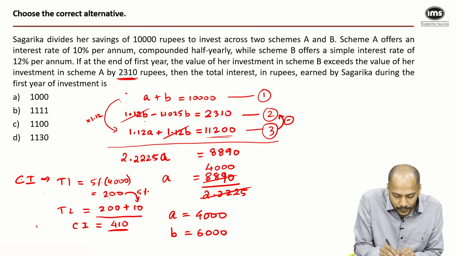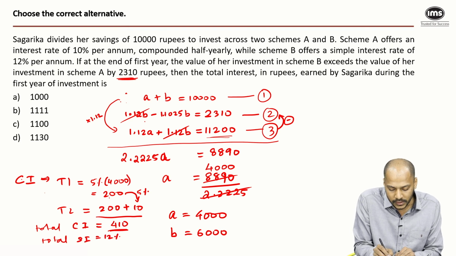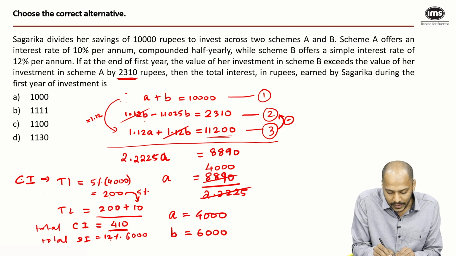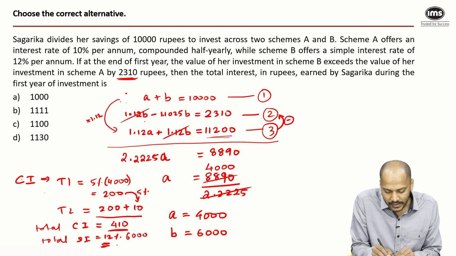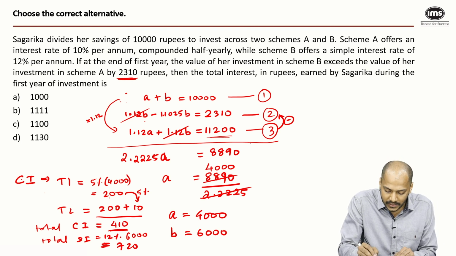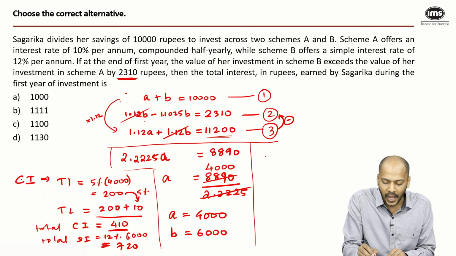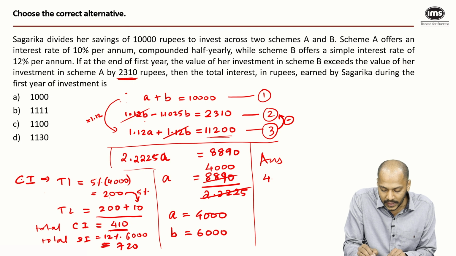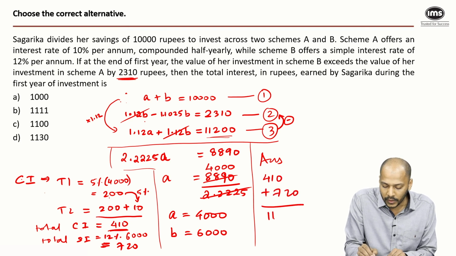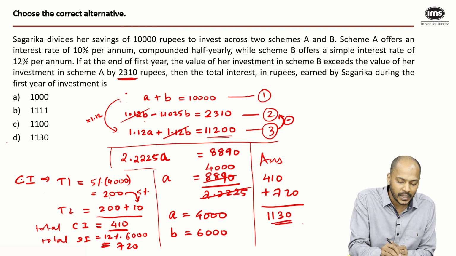Well, this is the total CI, and the total SI that I'll earn is simply 12% of 6,000. So 12% of 6,000 is nothing but rupees 720. Hence my answer to the question, I'm sorry for the working spaces mixing up, would simply be 410 plus 720, and therefore the answer to this question would be 1130, and hence the answer to this question is option D.